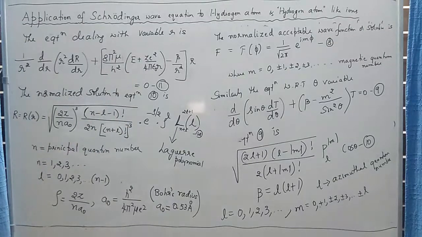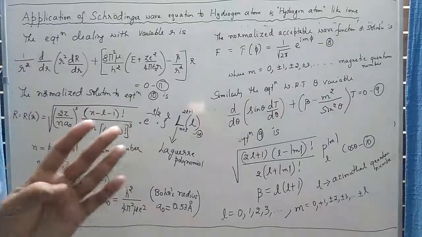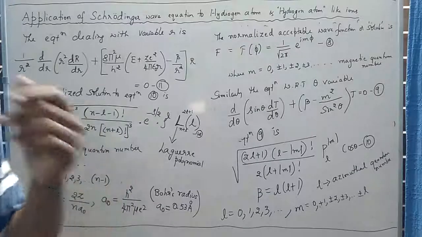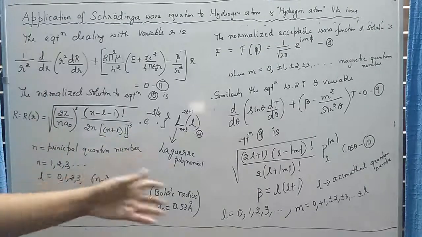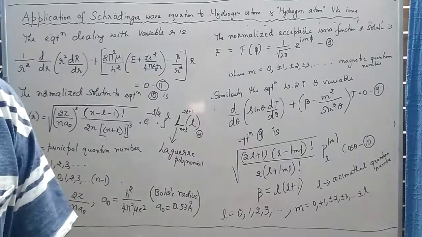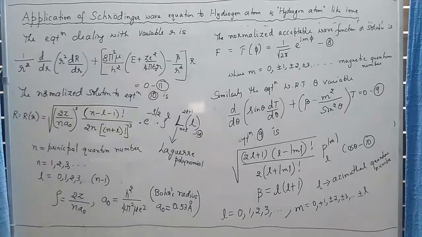Now if we multiply the three acceptable wave functions, we have three wave functions: one dealing with the variable r, another dealing with variable theta, and the earlier wave function, which I have rubbed now, that we had in the previous slide, dealing with variable phi. If I multiply all the three wave functions in accordance with equation 6, then it is possible to write the overall or total normalized acceptable wave function.